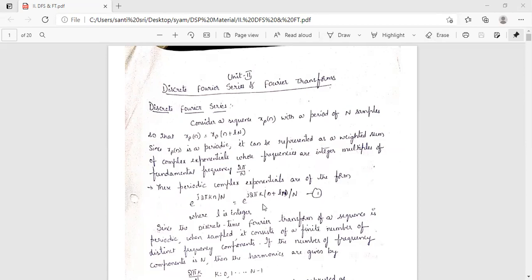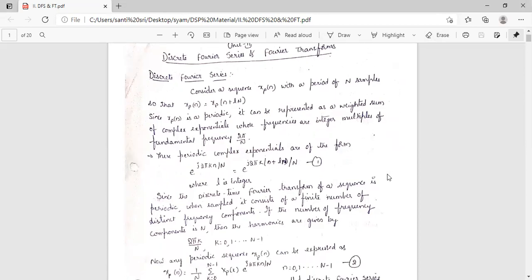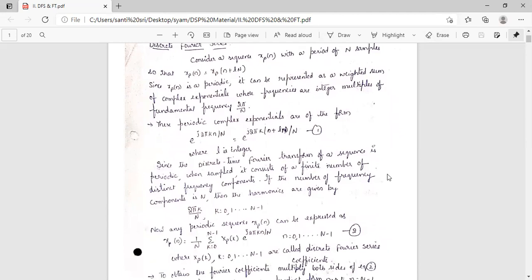Since the discrete time Fourier transform of a sequence is periodic, when sampled, it consists of a finite number of distinct frequency components. If the number of frequency components is N, then the harmonics are given by 2 pi k by N, where k is 0 to N minus 1. So now any periodic sequence xp of n can be expressed as xp of n equal to 1 by N into sigma k equal to 0 to N minus 1 Xp of k into e power j 2 pi kn by N. It is in the form of complex exponentials, where n is varying from 0 to N minus 1. Let it be considered as equation number 2.